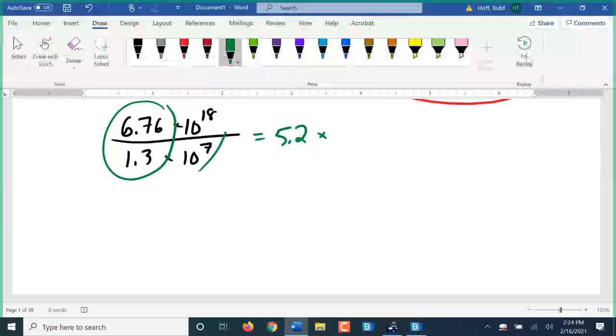10 to the 18th divided by 10 to the 7th. They have the same base. Both have a base of 10. So 18 minus 7 is 11. So that's 10 to the 11th. And that's our solution.